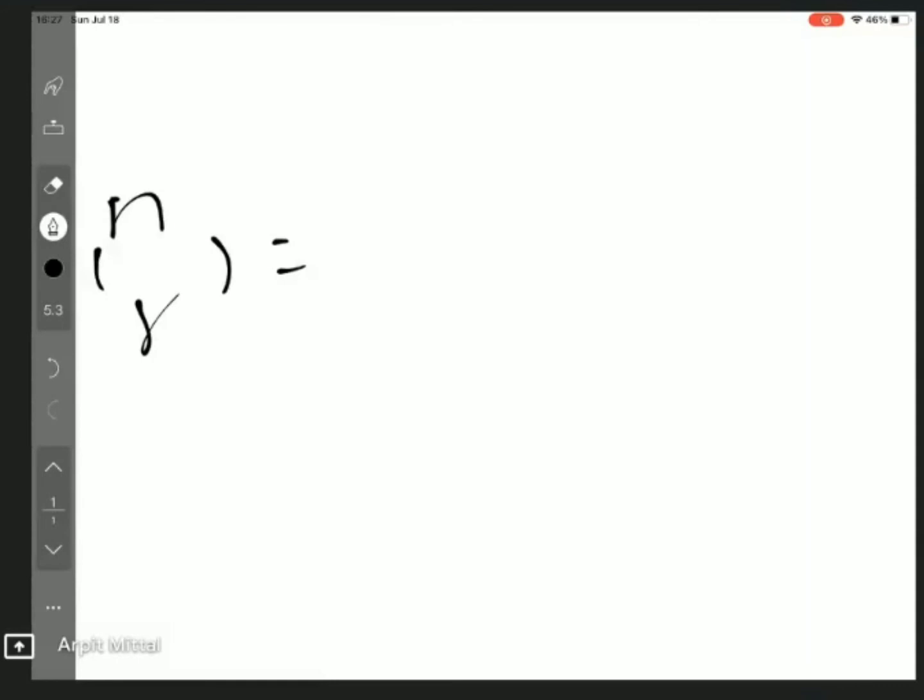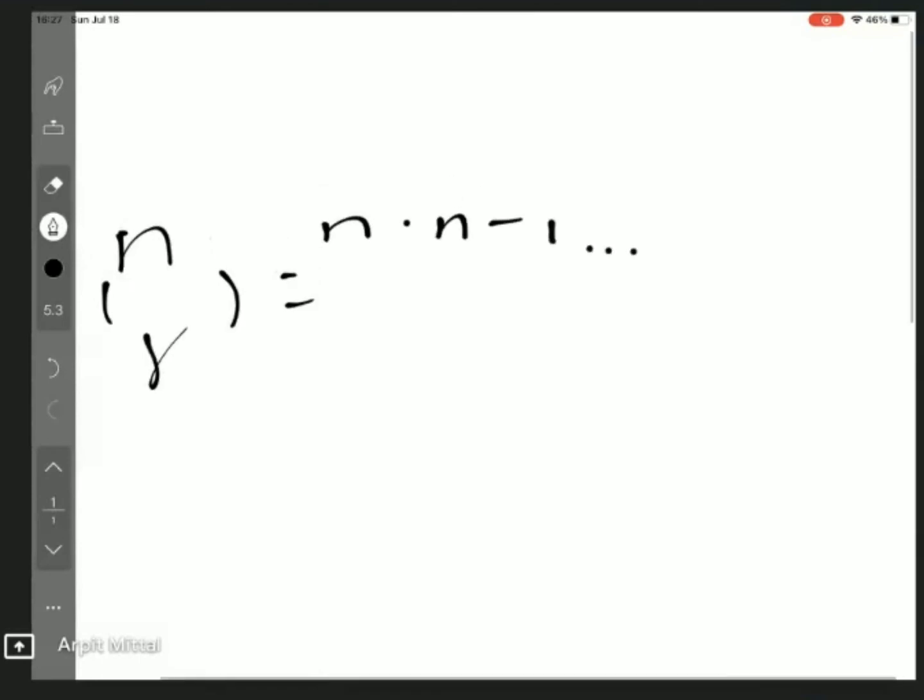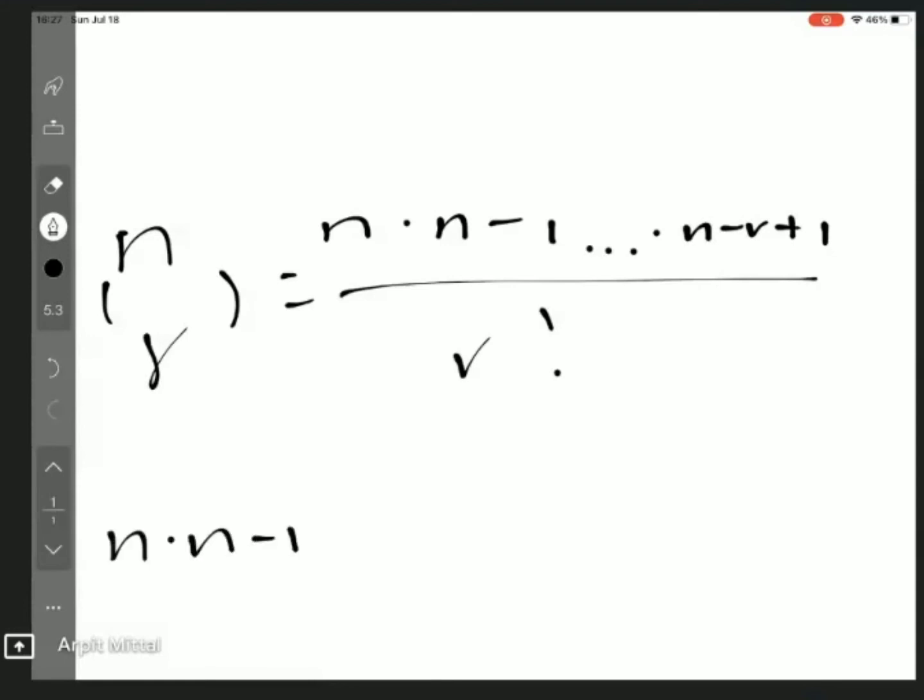So this formula was N times N minus 1 until N minus R plus 1. Then we divided this by R factorial because each committee was being counted R factorial times, so we had to divide by R factorial to fix this mistake. But then remember, in our generalized permutation, we found out that N times N minus 1 up till N minus R plus 1 is simply N factorial divided by N minus R factorial.